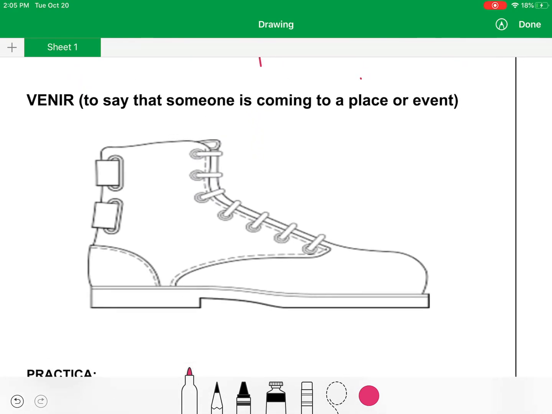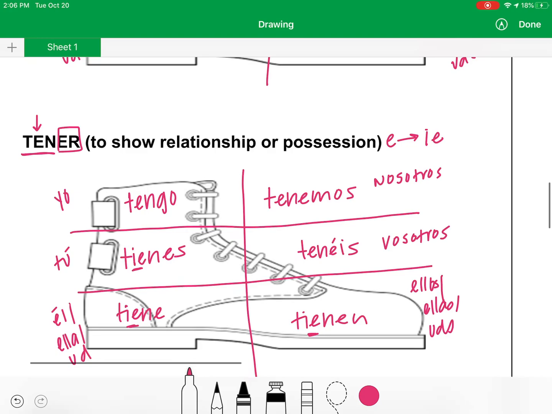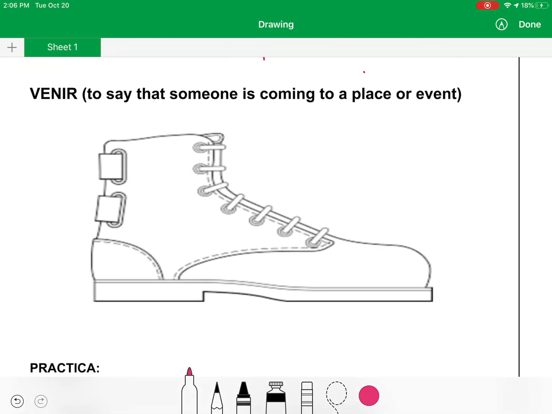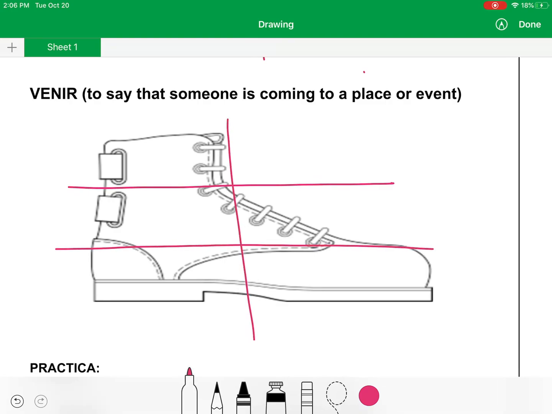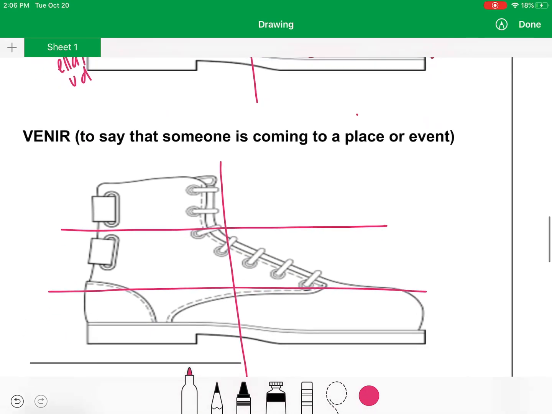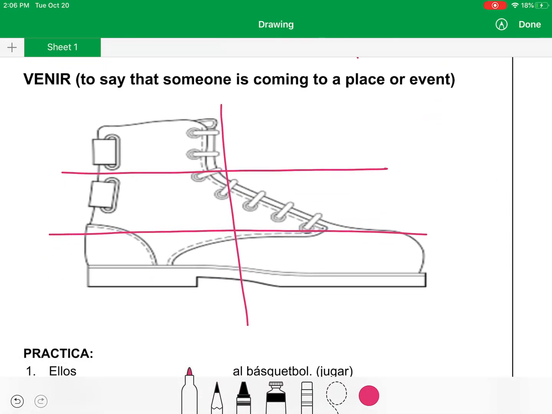All right, the last example I want to look at is venir, to say that someone's coming to a place or event. Actually, let's go back up to tener. This is kind of a confusing definition. Again, it just means to have. All right, venir. So, we got our table. If you guys need to look at what the subject pronouns are in the table, look up here. I've got them written. You can write them down. Okay, venir goes from E to IE.